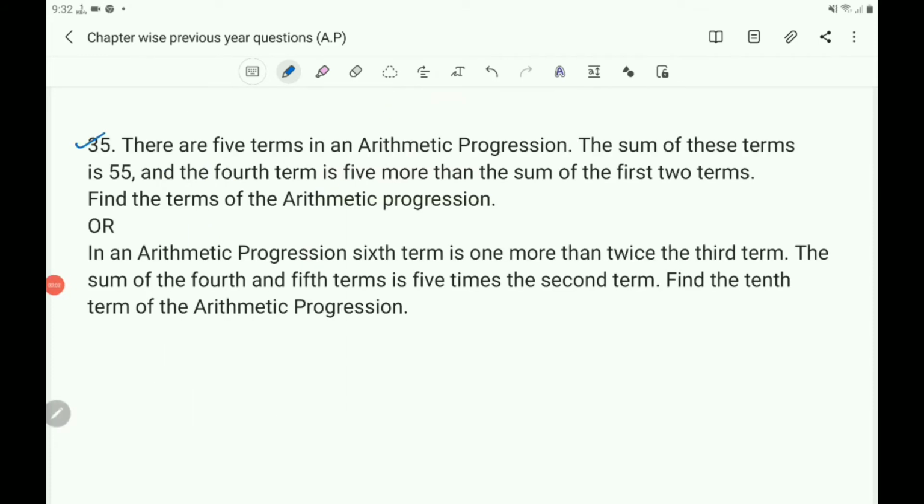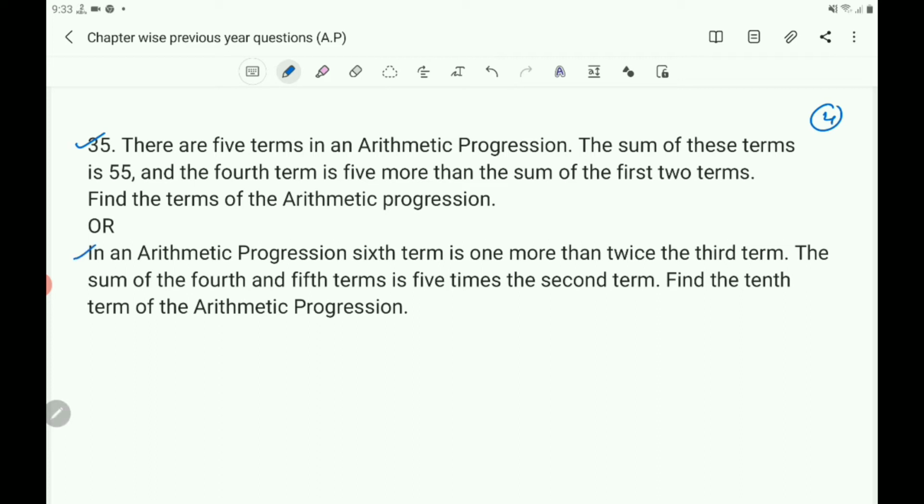Now the question number 35 of the same question paper, that is a 4 marks question. There are 2 questions. It is a choice question. So you take the first question. There are 5 terms in an arithmetic progression. The sum of these terms is 55 and the fourth term is 5 more than the sum of the first 2 terms. Find the terms of the arithmetic progression.